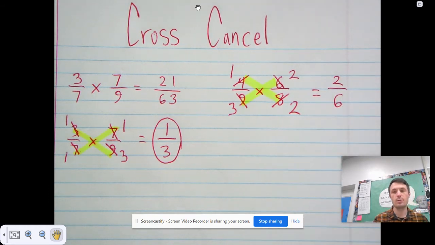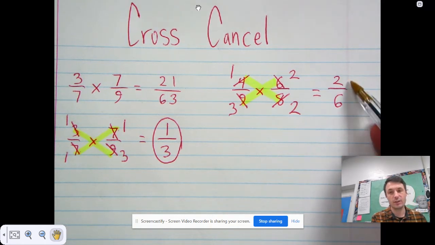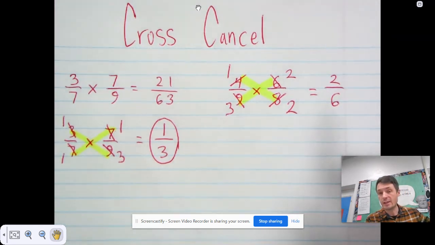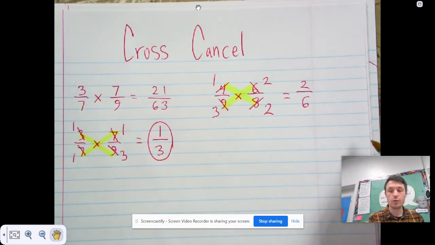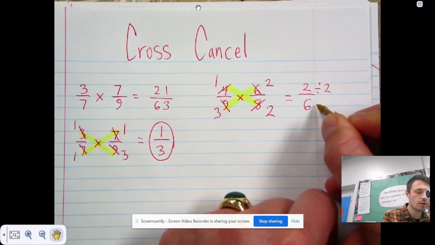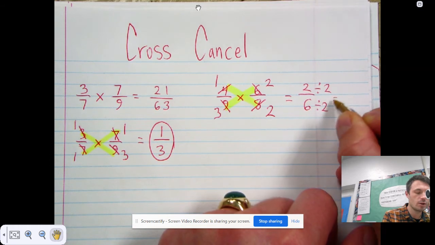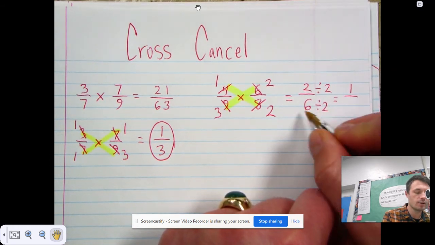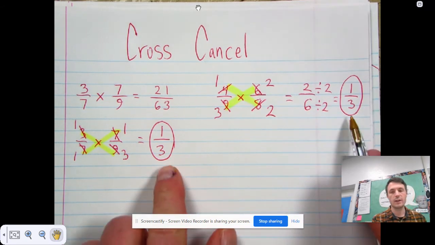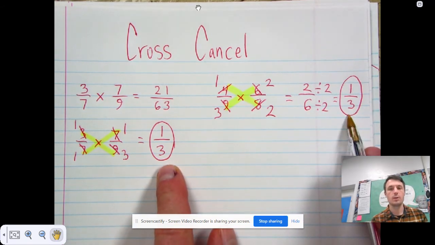And sometimes you might still have a little bit of simplifying that still needs to be done. Like this still needs to be simplified, but it's not near as hard to simplify as it would have been. 2/6 is really easy to simplify. You can see that 2 is the GCF for 2 and 6. So I divide my numerator and my denominator by 2. 2 divided by 2 is 1. 6 divided by 2 is 3, and my answer is 1/3. Well, look, I got the same answer twice in a row.